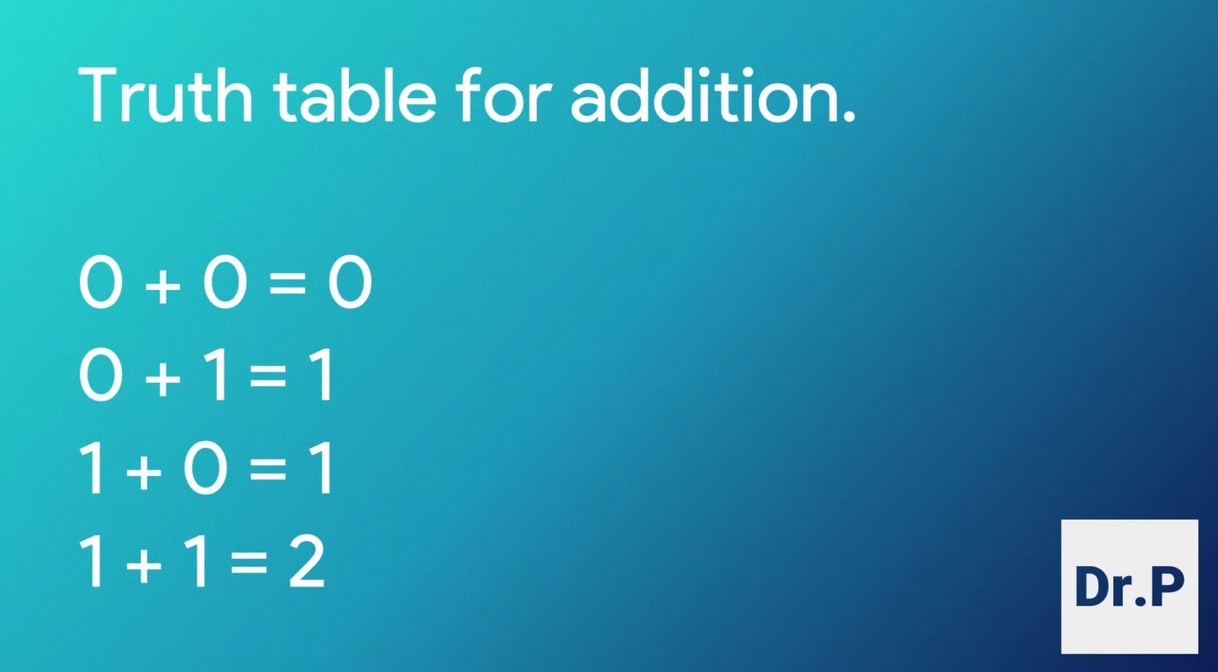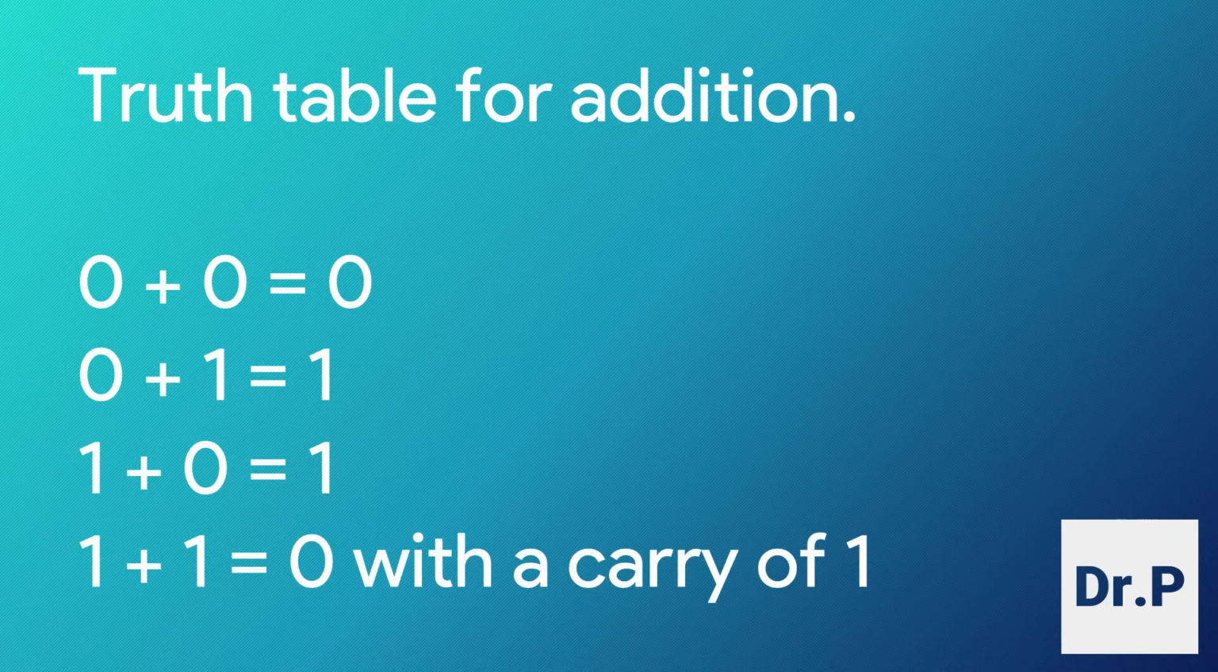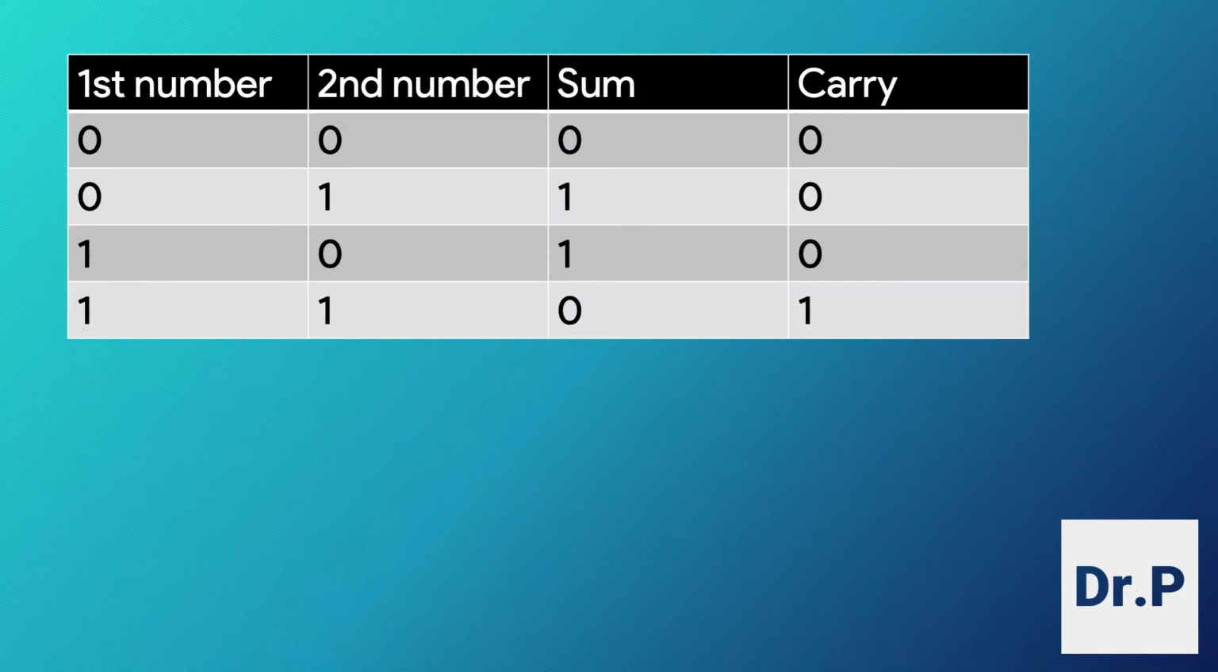If I add 0 plus 0, I get 0. If I add 0 plus 1, I get 1. If I add 1 plus 0, I get 1. If I add 1 plus 1, I get 2. But wait, we can't use the number 2 in binary. So what do we do? Well, 2 in binary is 1, 0. Let's break down 1, 0 into 2 bits. The LSB is 0, so that would be our sum. The MSB is 1, so that's called a carry. Therefore, we say that 1 plus 1 is 0 with a carry of 1. Our truth table for addition, therefore, looks like this.